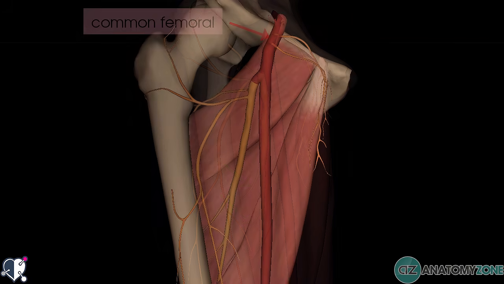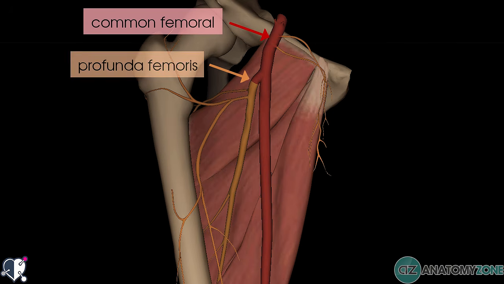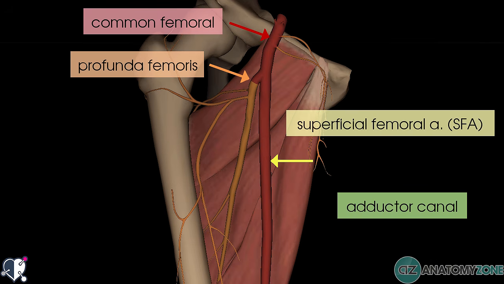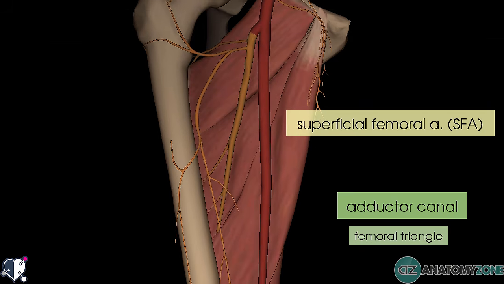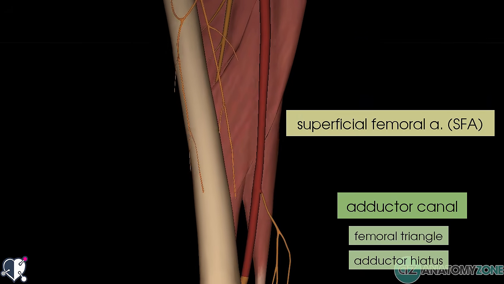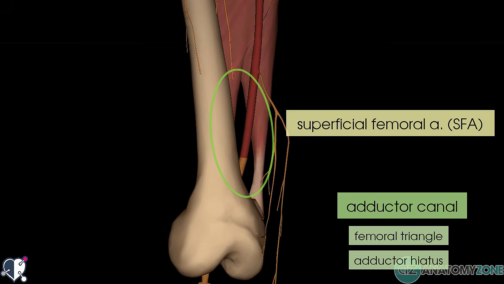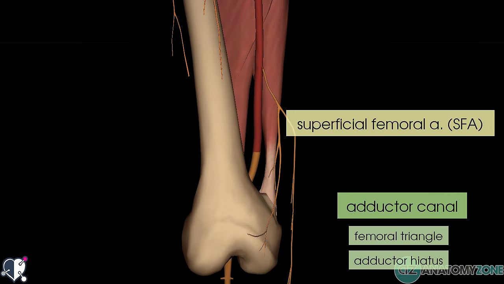The common femoral divides into the profunda femoris, and it continues as the superficial femoral artery, the SFA. The SFA travels through the adductor canal, which is a muscular tunnel in the thigh beginning at the bottom of the femoral triangle and ending at the adductor hiatus. You can see the adductor hiatus in this model here, as it's an opening in the adductor magnus muscle, and this allows the SFA to pass through into the posterior compartment of the thigh.